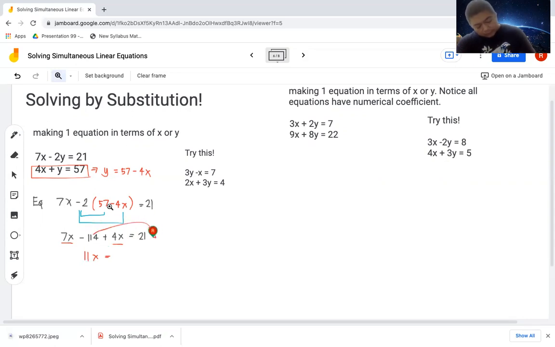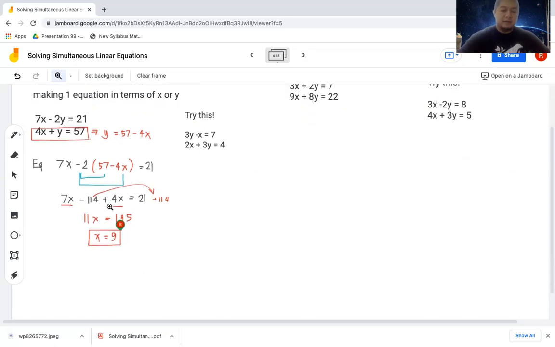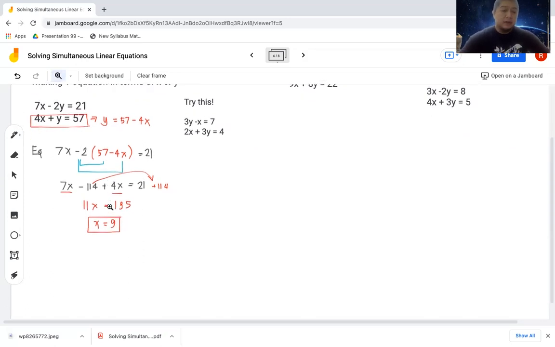Okay, so if we combine the values of the x, this will now give us 11x, and 21 plus 114 will now give us 135, which means that the value of x is now equivalent to 9. Okay, so in this case, after we get the value of x, all we need to do is to solve for the value of y. Now, which equation are we going to use in this case? Now, you notice that when we put equation number 2 in an equation equivalent to y, you can see that it will give us an easier way to find the value of y in that particular equation.